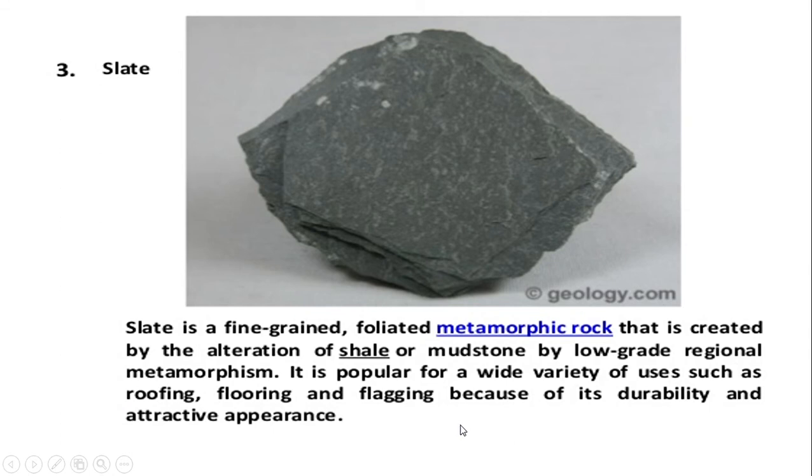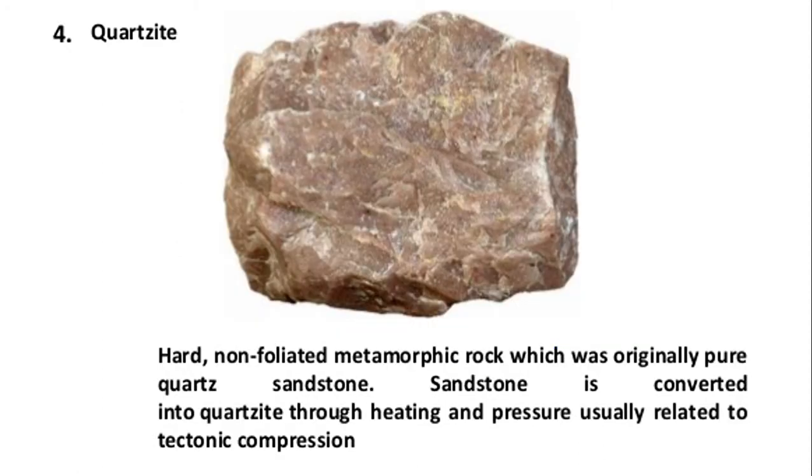Slate is the third one. Slate is a fine-grained foliated metamorphic rock that is created by the alteration of shale or mudstone by low-grade regional metamorphism. It is popular for a wide variety of uses such as roofing, flooring, and paving because of its durability and attractive appearance. The fourth one is the quartzite.